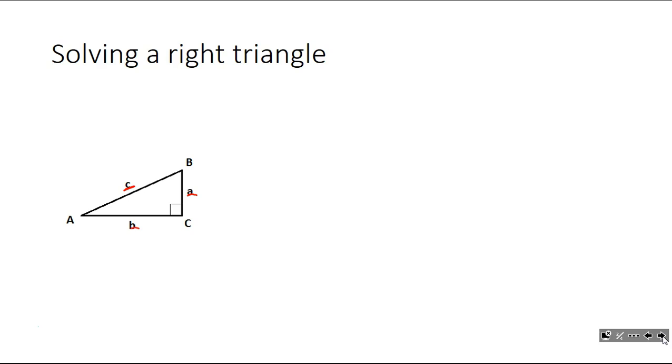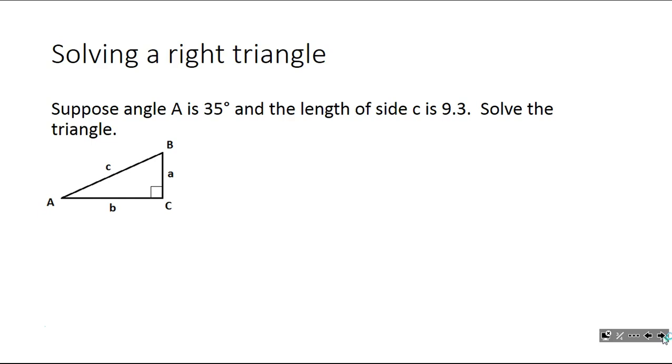But a convention commonly used in math is that you then label the angles across from those sides using the uppercase version of the letter. So across from side B would be angle B, across from side C would be angle C, and so on. Our problem here says suppose that angle A is 35 degrees and the length of side C is 9.3. Solve the triangle. What we mean by solving the triangle is coming up with all the unknown sides and angles.